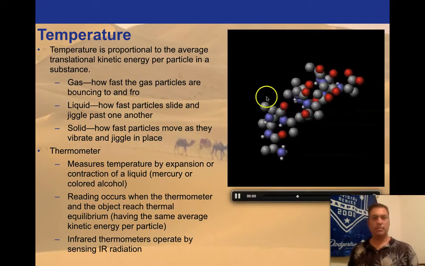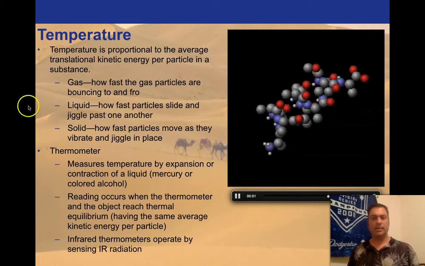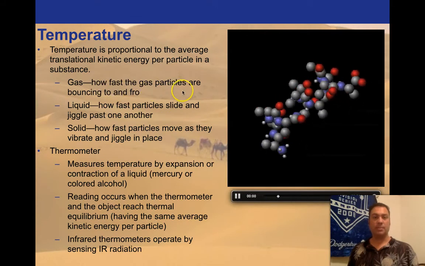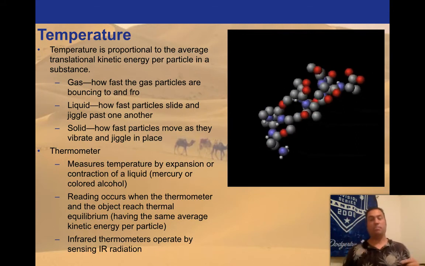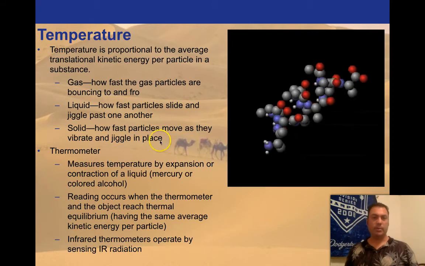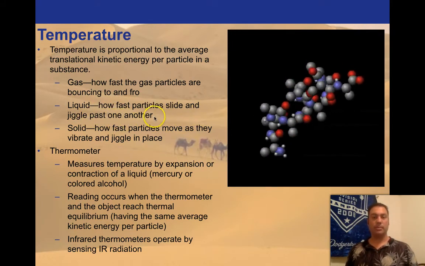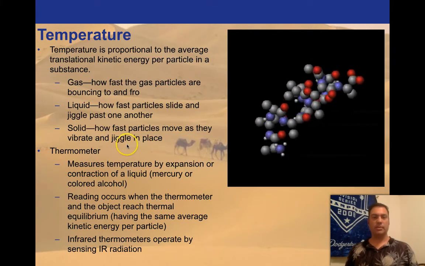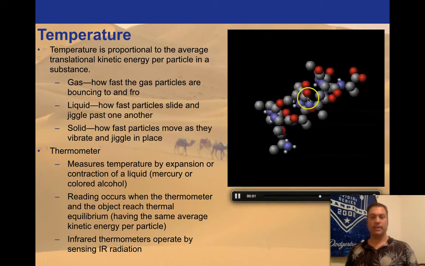The way that these things move inside of different substances and vibrate is dependent upon their state, right? In a gas, it's how fast the gas particles are bouncing to and fro. At a high temperature, they're going to be moving around like bullets. At a lower temperature, they're going to be moseying around fairly slowly. In a liquid, it's how they jiggle and slide around each other and past one another. And then, of course, in a solid it would be how fast particles jiggle and vibrate in place. They're not going to be moving around. These are vibrating and jiggling in place, so this is much more like a solid.